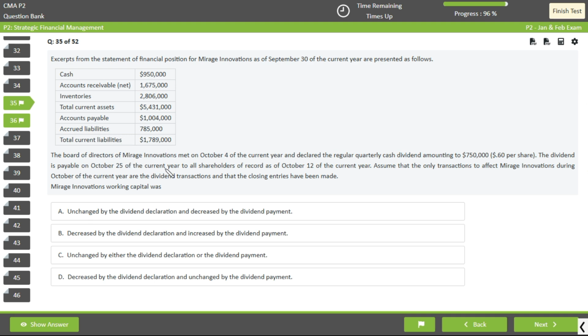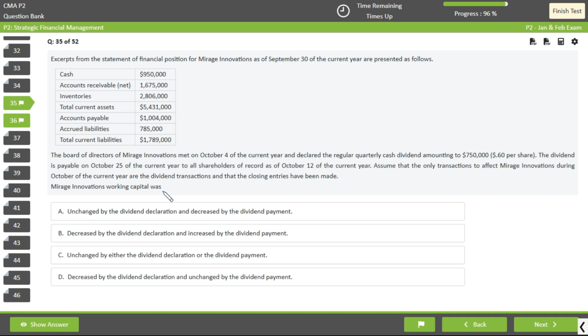The board of directors of Mileage Innovations met on October 4 of the current year and declared a regular quarterly dividend amounting to 750,000, which is 0.6 per share. The dividend is payable on October 25 of the current year to all the shareholders of record of October 12 of the current year. Assume that the only transactions to affect Mileage Innovations during October of the current year are the dividend transactions, and that the closing entries have been made.